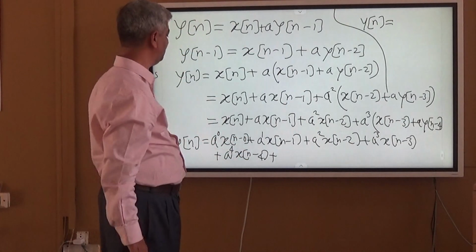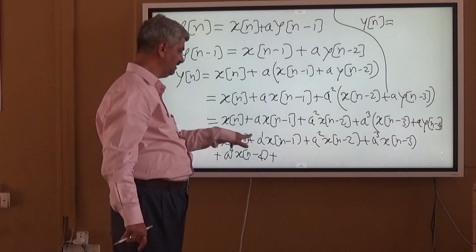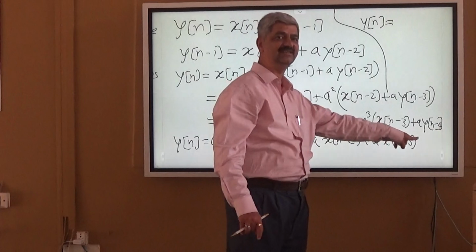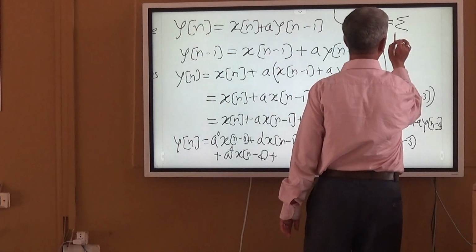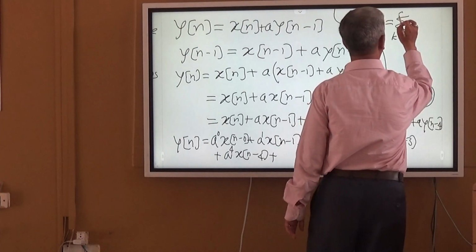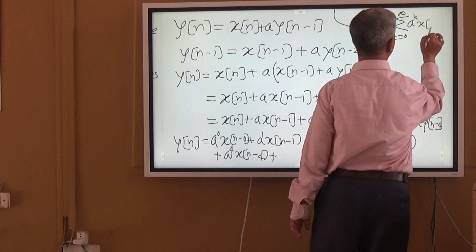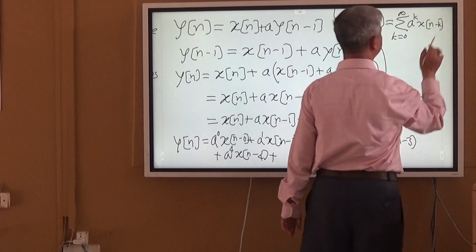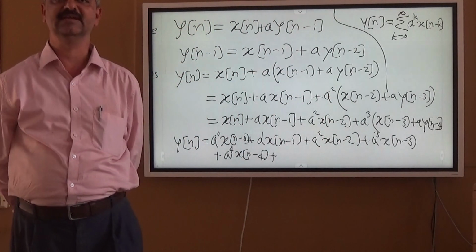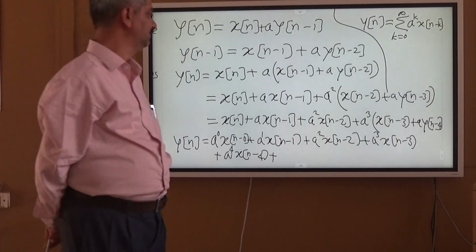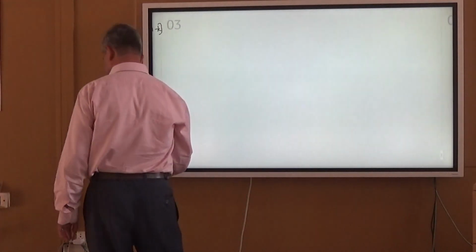So in the summation formula, what can you write? Whatever is here, that is 0. Then that is 1, that is 2, that is 3. So you can replace it by variable k. So summation k equal to 0 to infinity, a raised to k x of n minus k. Is it right? So both these two are equivalent expressions.